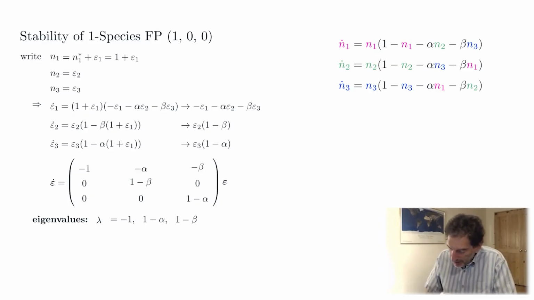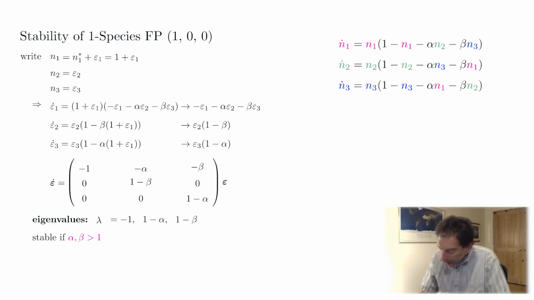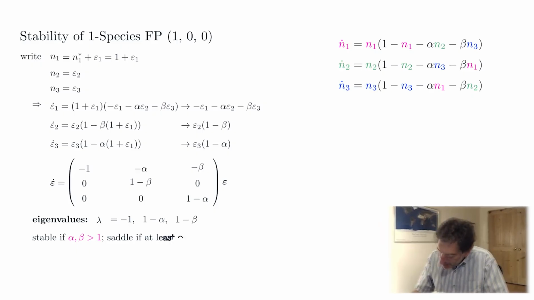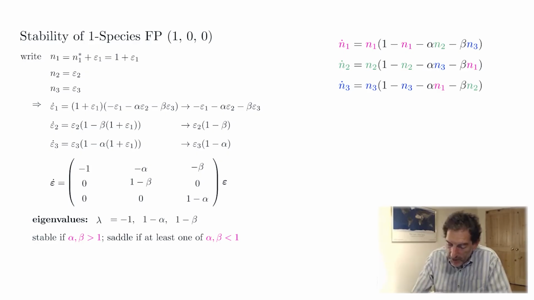So the point that we learn from this is that this fixed point is stable if all the eigenvalues are negative. And they're all negative if alpha and beta are both larger than 1. On the other hand, if either alpha is less than 1 or beta is less than 1, or they're both less than 1, then we'll have one stable direction given by the eigenvalue minus 1 and either one or two unstable directions. So we have a saddle point if at least one of alpha or beta is less than 1. So now we've understood the stability of the one species fixed point.